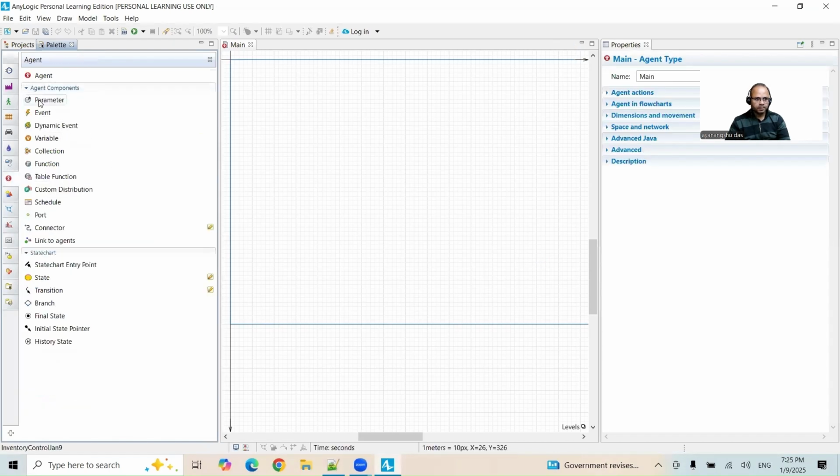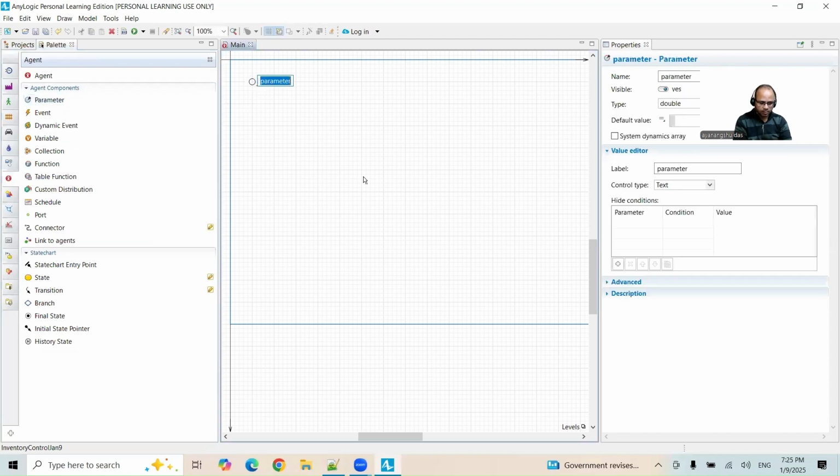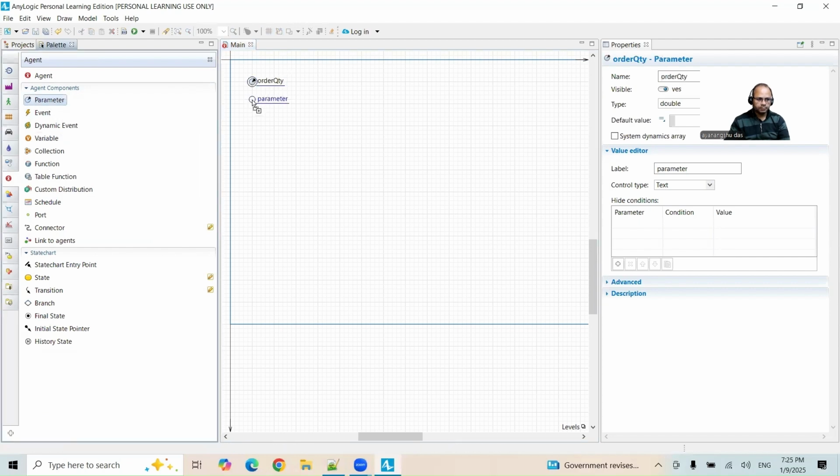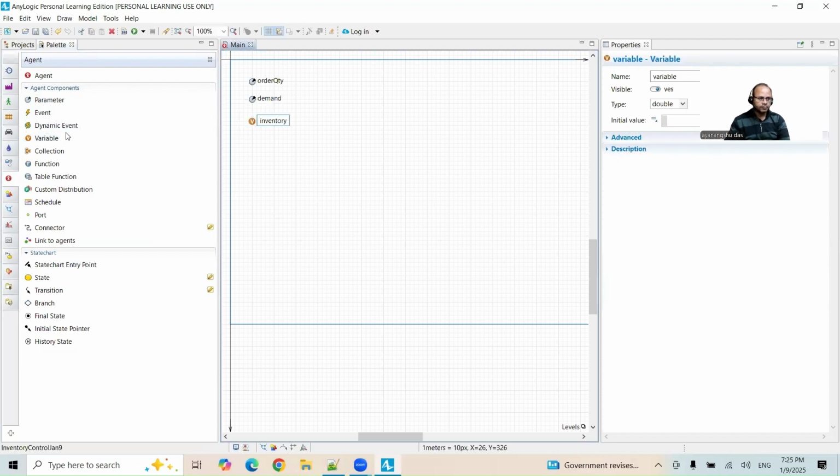We have a parameter for the constant order quantity. We define a parameter of demand. We define an inventory, and we define an event which generates the order.